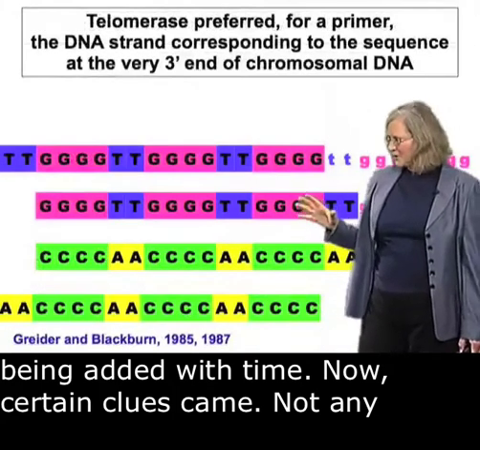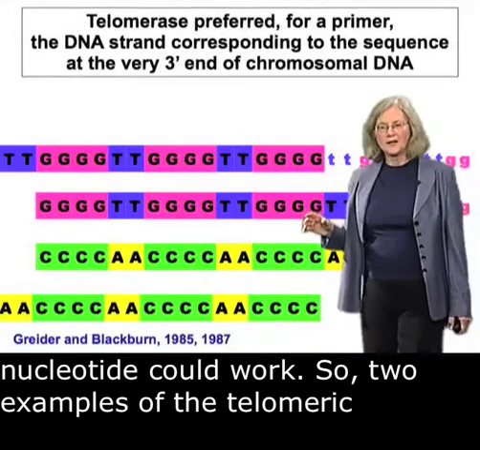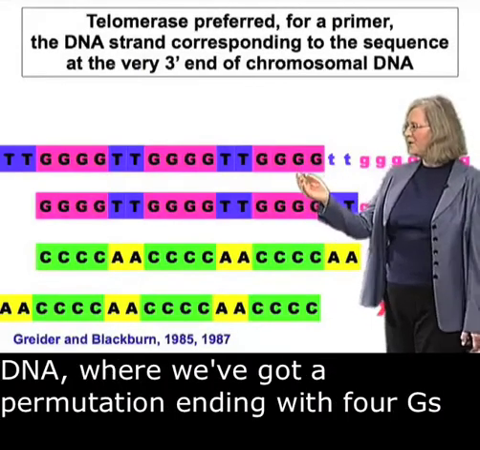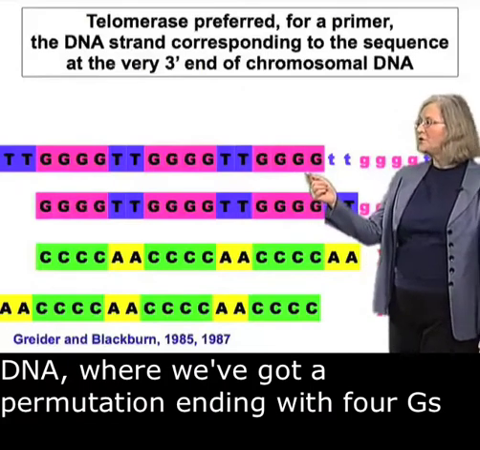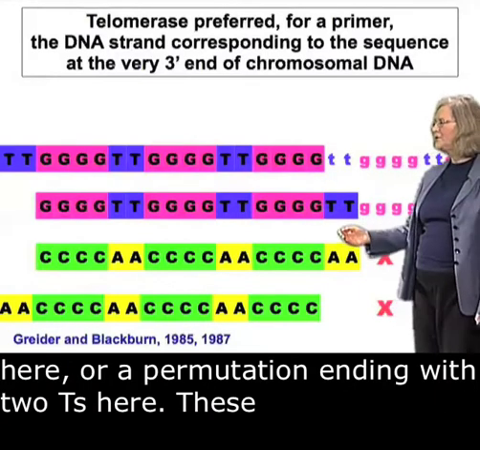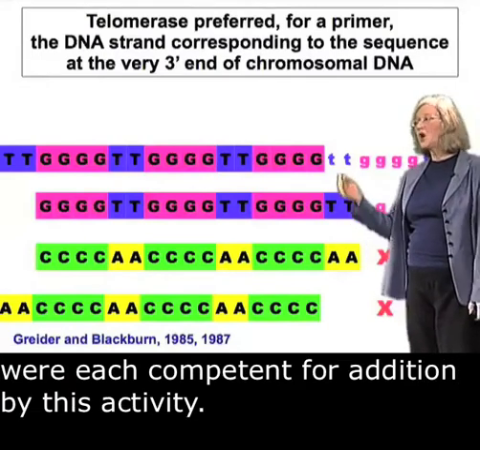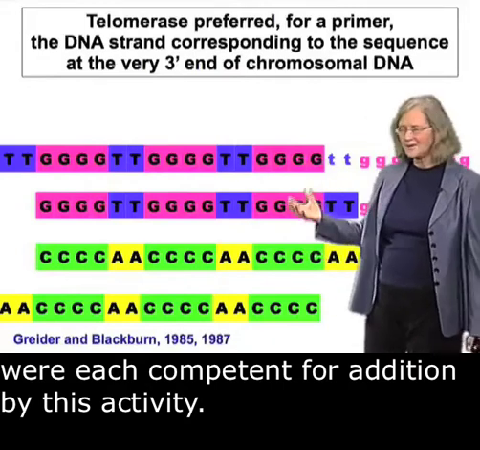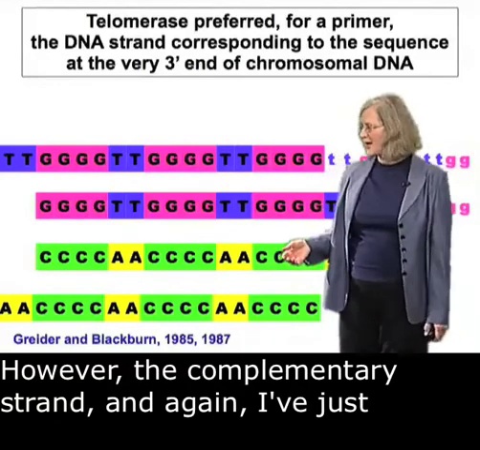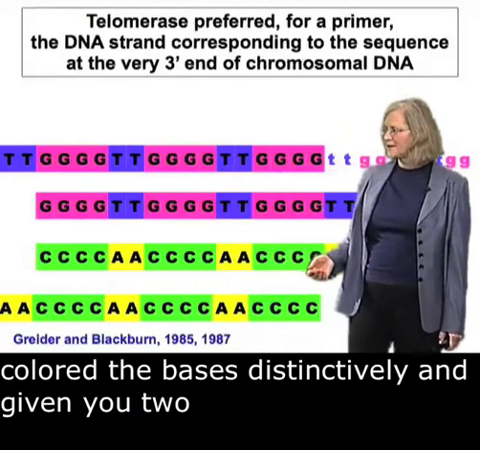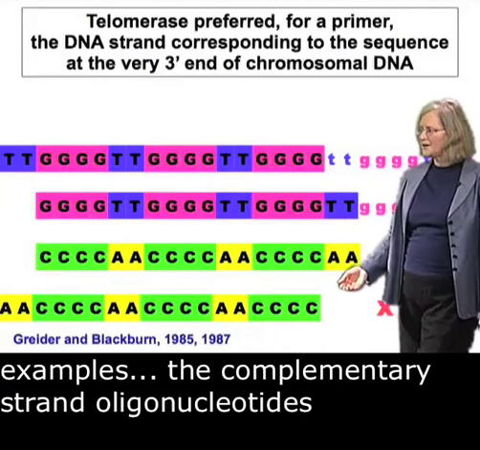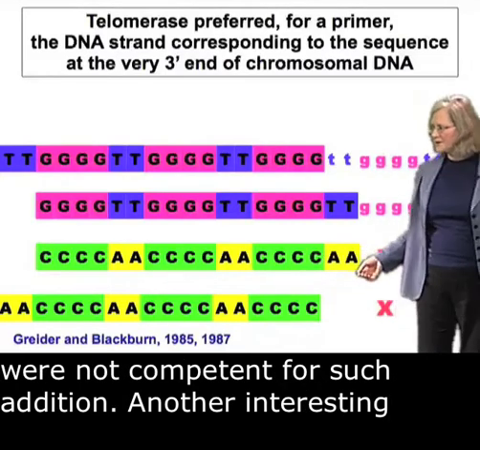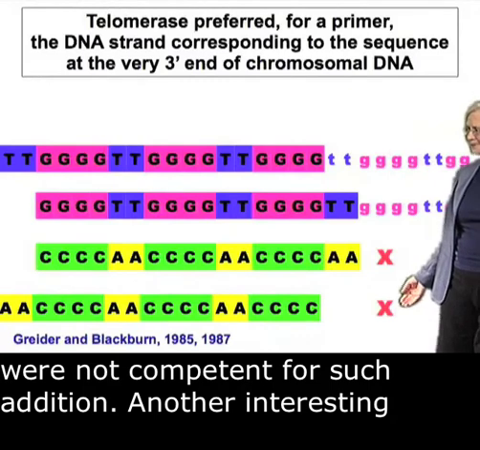Now, certain clues came. Not any nucleotide could work. So, 2 examples of the telomeric DNA, where we've got a permutation ending with 4 Gs here, or a permutation ending with 2 Ts here. These were each competent for addition by this activity. However, the complementary strand, and again I've just colored the bases distinctively and given you 2 examples, the complementary strand oligonucleotides were not competent for such addition.